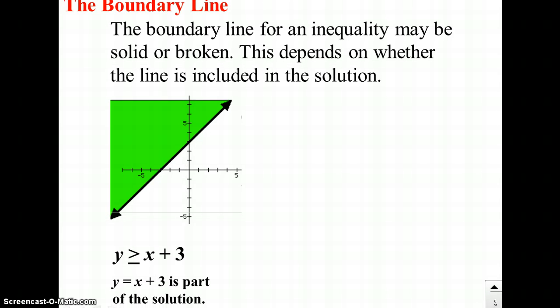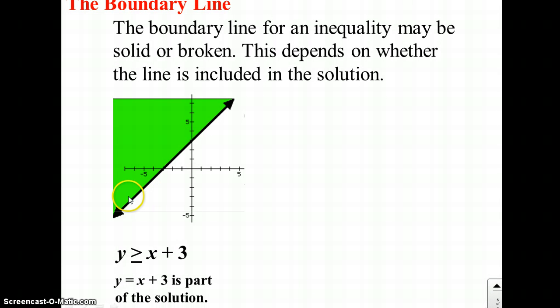So x plus 3 is part of the solution, so every point on the line satisfies the inequality. So all the shaded section and the points on the line, therefore we're going to make the line a solid line to indicate that the line is part of the solution set. So all the shaded stuff and the line satisfy greater than or equal to, could be less than or equal to. So the equal sign indicates the line is part of the solution.